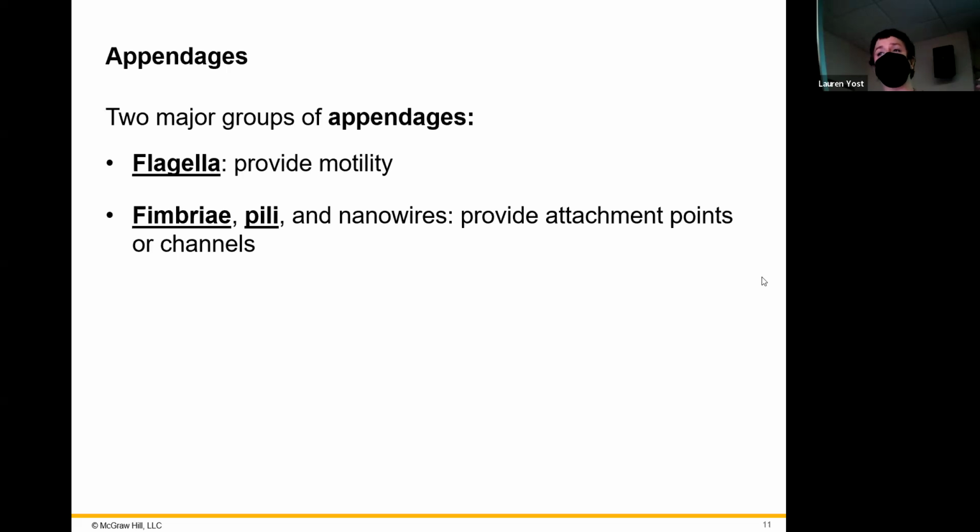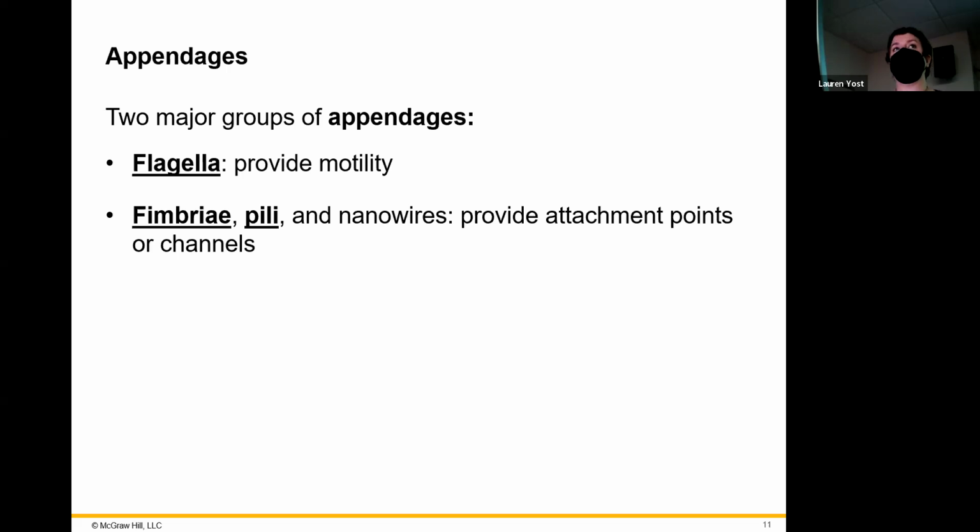Those appendages can be for motility, so for moving around, or for adhesion, or even for moving things between different cells, okay? So the only appendage that bacteria have for moving, they only have one that they can use for moving. Not all bacteria can move. There are bacterial species that are non-motile.